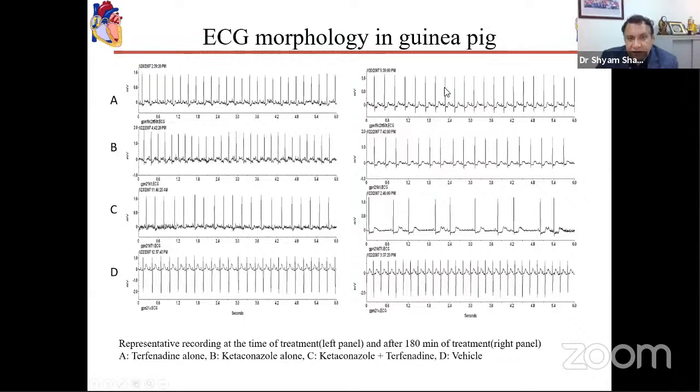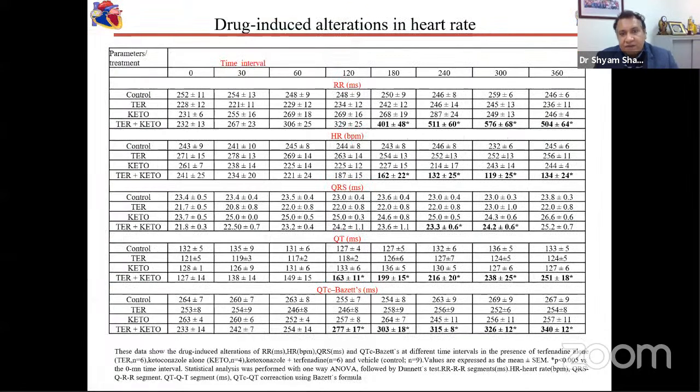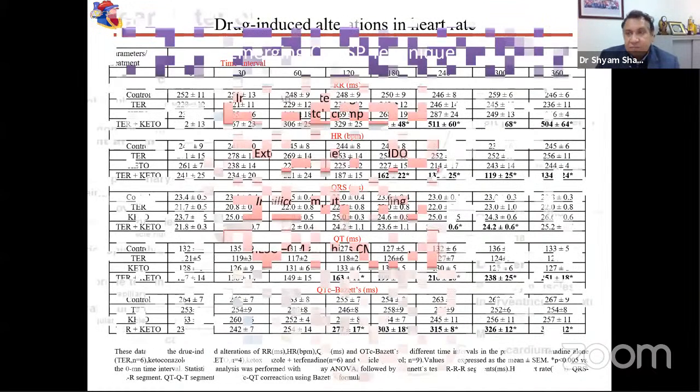A is the terfenadine alone, B is the ketoconazole, C is the ketoconazole and terfenadine combination, and D is the normal. So if you compare with D, you can find there's a QT prolongation observed with this combination. These kinds of studies and this quantification of QT prolongation have been tabulated over here, and this research we published.